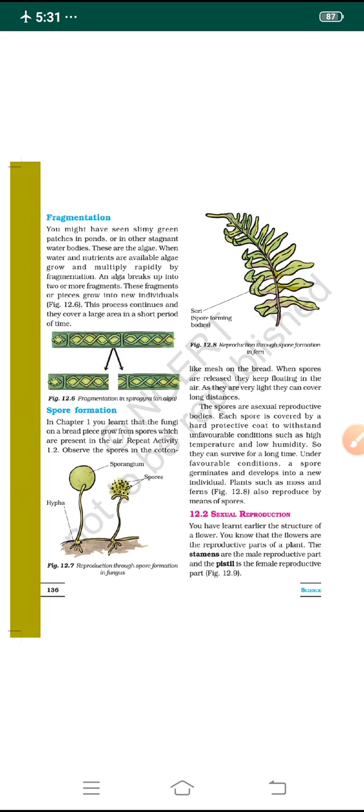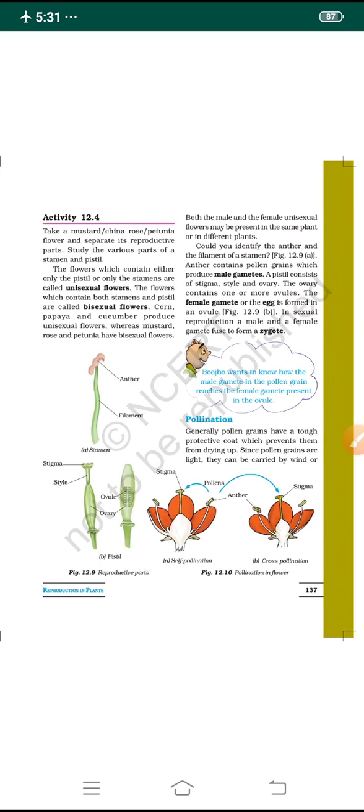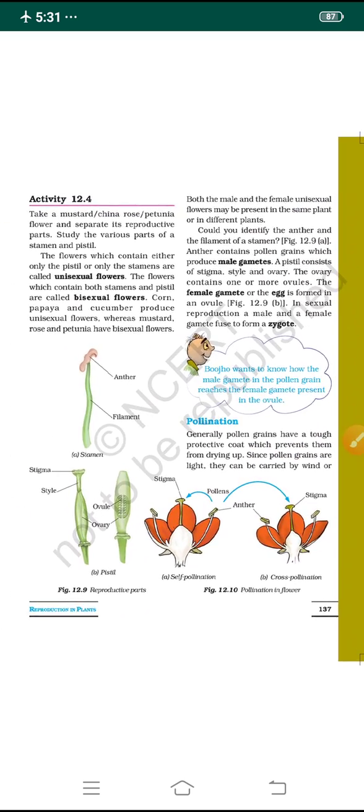As we know, flowers are the reproductive parts of a plant. There are two important reproductive parts of the plant, male and female. The male reproductive part of the plant is the stamen and the female reproductive part of the plant is the pistil. This is shown in the diagram given in Figure 12.9. So let us look at Activity 12.4 now.